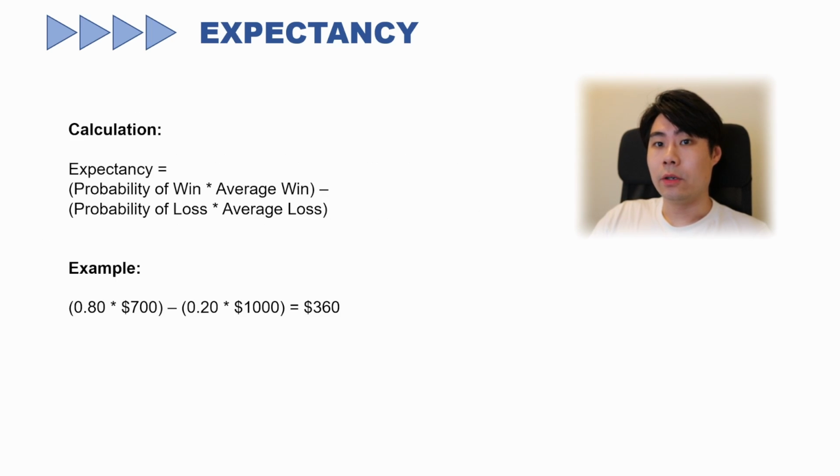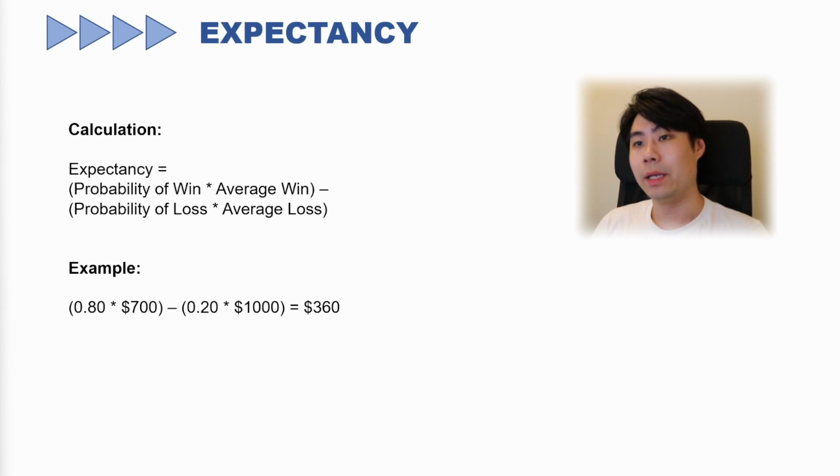Then let's look at the calculations. The calculation is also quite straightforward. It is basically the probability of winning times the average win amount, minus the probability of loss times the average loss. So let's talk about an example.